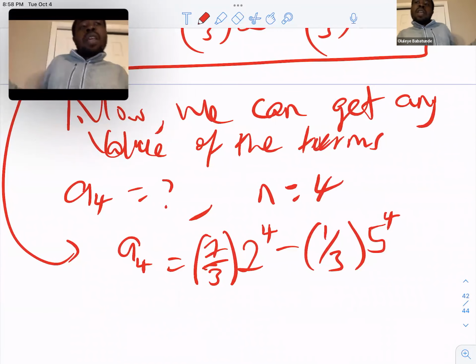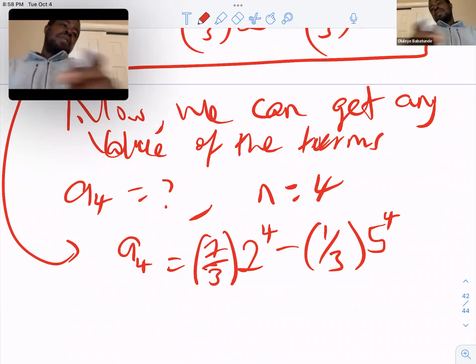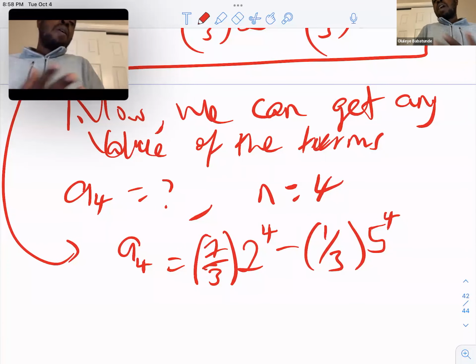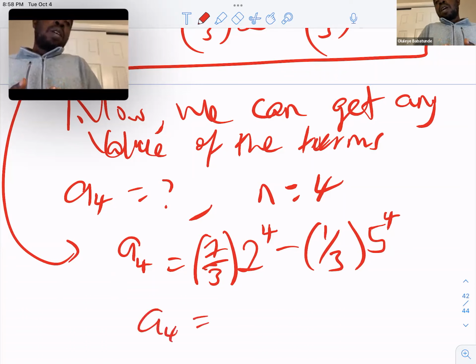Yeah, you can just leave it like that, and you can compute it. You can multiply your A4 equals 16 times 7/3 minus whatever you get here.